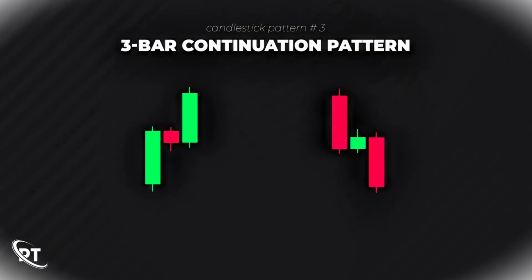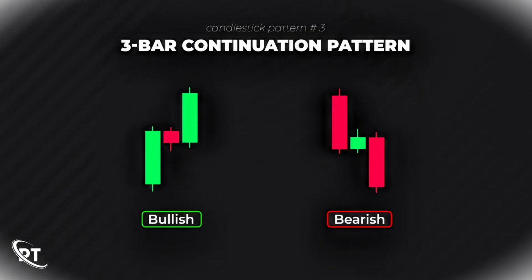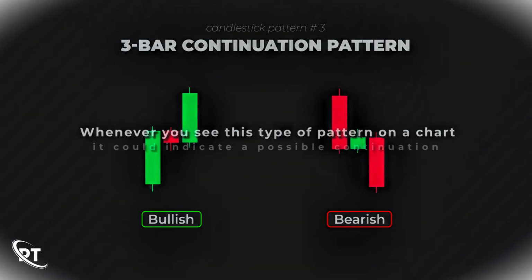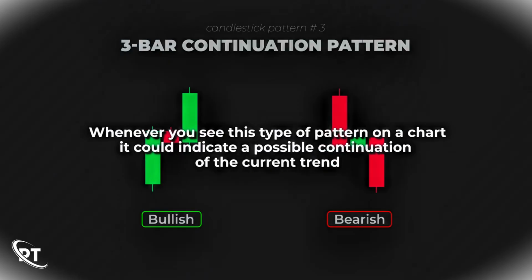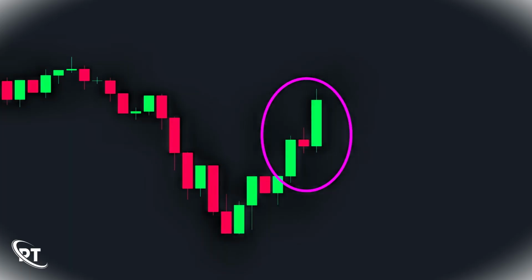There are 2 types of 3-bar continuation patterns. A bullish pattern where the first and third candles are large green candles with a small red candle in the middle, and a bearish pattern where the first and third candles are large red candles with a small green candle in the middle. Whenever you see this type of pattern on a chart, it could indicate a possible continuation of the current trend. For example, if the price is in an uptrend and a bullish 3-bar continuation pattern forms, it suggests the price may continue rising.